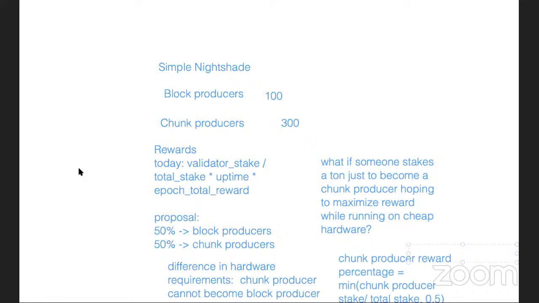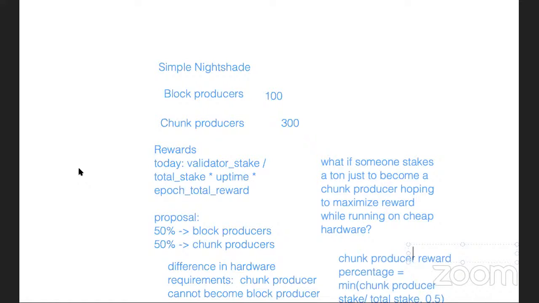But then the problem is, sure, you can stake for both, you can just split your stake, but one thing is it requires you to run more machines, right? Another is that if you're already a block producer, your machine can just run, and it doesn't make sense for you to have to run an additional machine just to become a chunk producer, right?